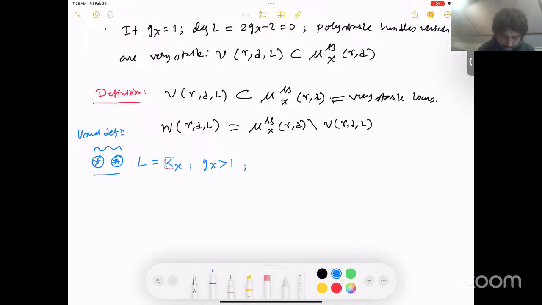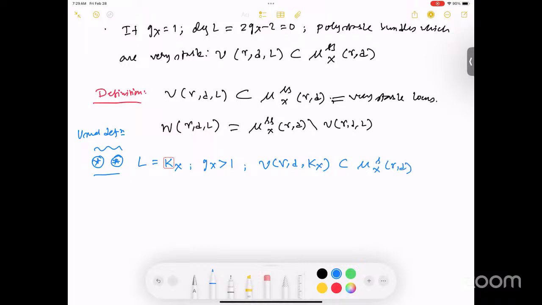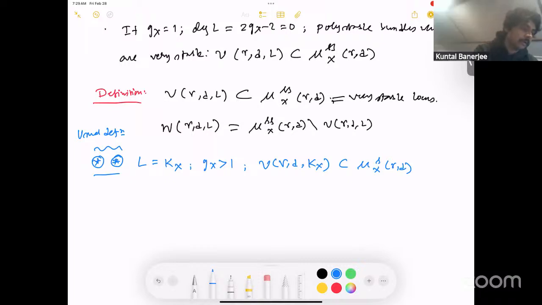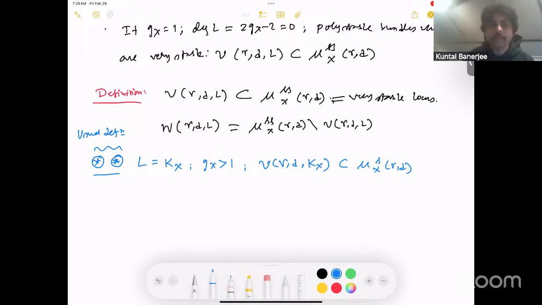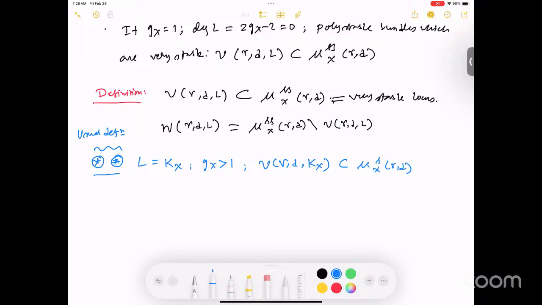And in that case, their definition is... Excuse me, may I ask a question? Please. The very stable locus is empty when the twist has degree greater than 2g minus 2. This follows from the Segre stratification. I think so. Well, it's proven actually. Okay.